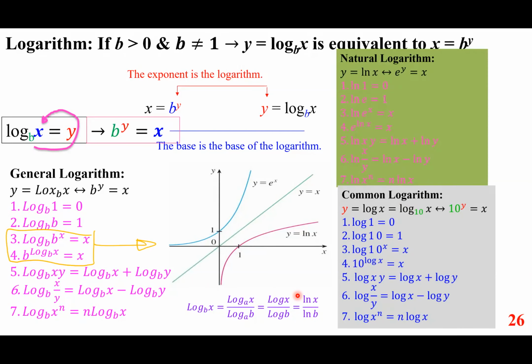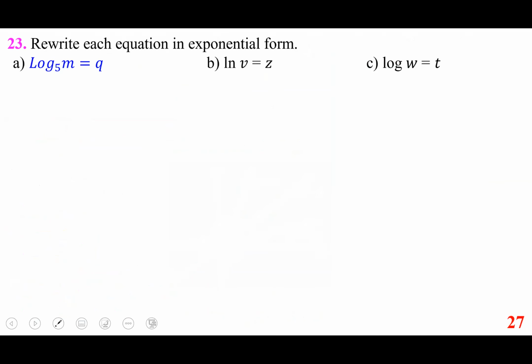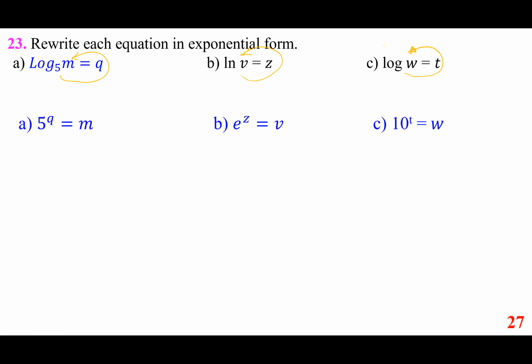Okay, let's quickly see how we write this. Those are very elementary. We've seen them many times before in previous courses. For example, 5, just go with the arrow: 5 to the power of q is m. Whenever there is no base, but you see ln, the base is e, so e to the power of z is v. Whenever there is no base, but you see log, the base is 10, so 10 to the power of t is w. So you should be able to make that transition.